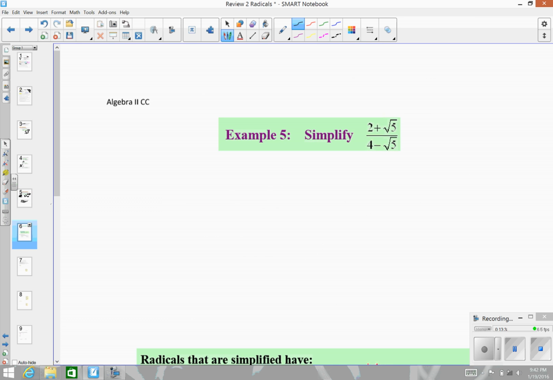Okay then, let's take a look at this next example. This time we've got a binomial in the numerator and in the denominator. But I still have this problem of this radical in the denominator, which is not allowed. So I still need to multiply by conjugates, but it's got to be the conjugate of the denominator. And I'm multiplying the same in the numerator. Alright, I'm going to throw parentheses around these so that I make sure that I do the multiplication correctly here and distribute all of this.